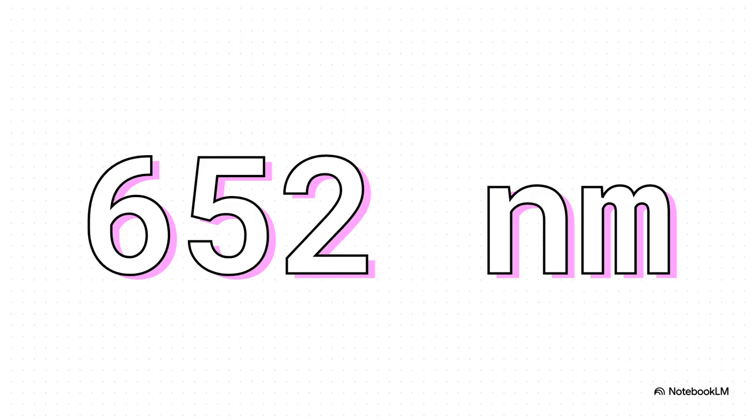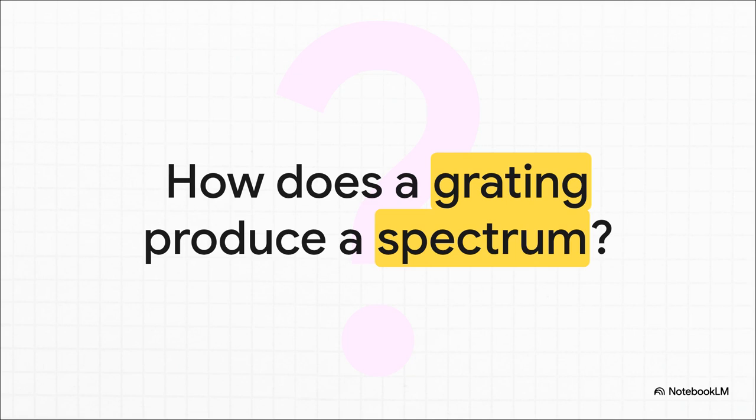This isn't just a textbook problem. This is literally how astronomers do their work every single day. Okay, so let's zoom back out from the math for a second and think about the big picture. Here's a classic exam question. How would you explain, in your own words, how a diffraction grating actually produces that pattern of bright spots?